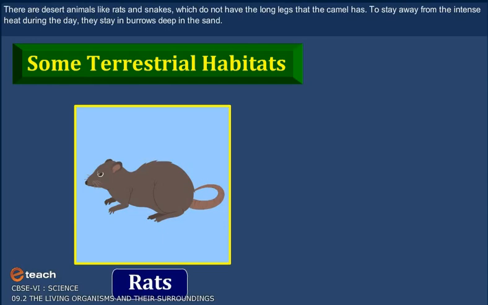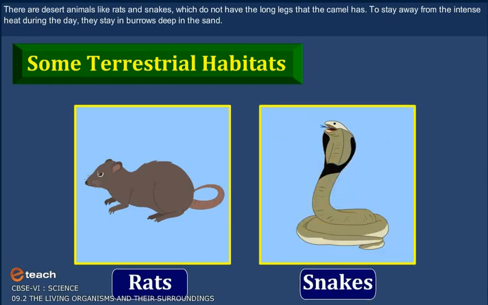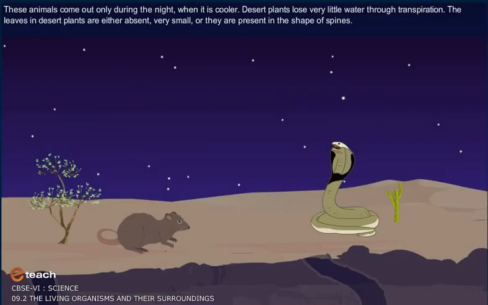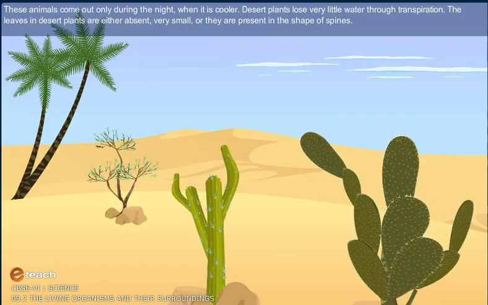There are desert animals like rats and snakes which do not have long legs that the camels has. To stay away from the intense heat during the day, they stay in burrows deep in the sand. These animals come out only during the night when it is cooler.